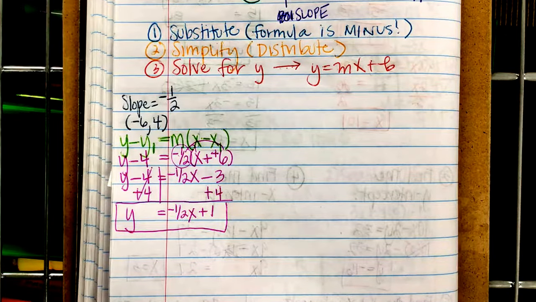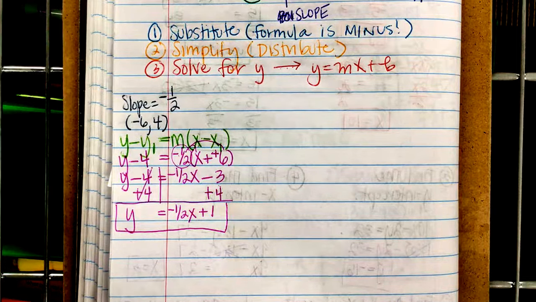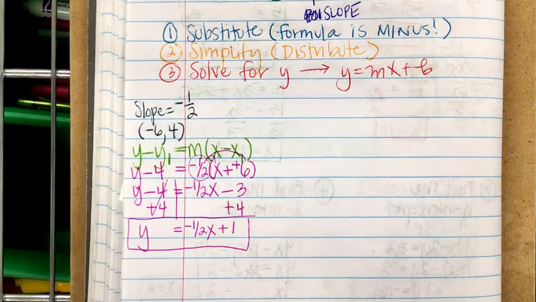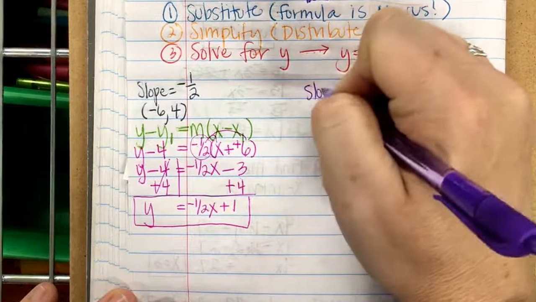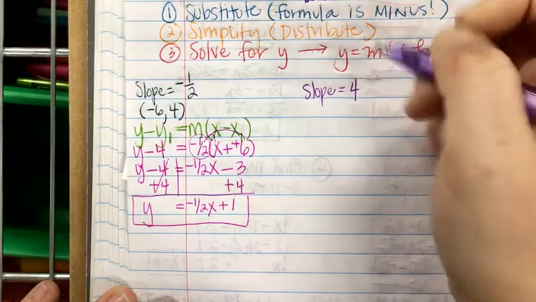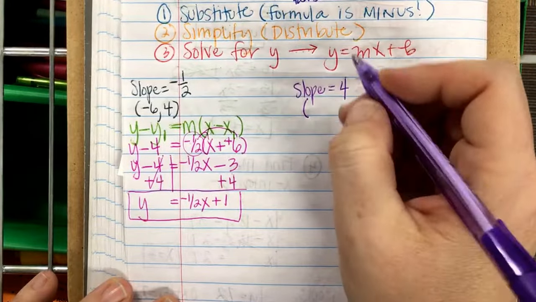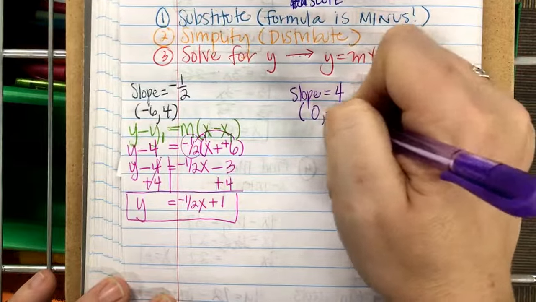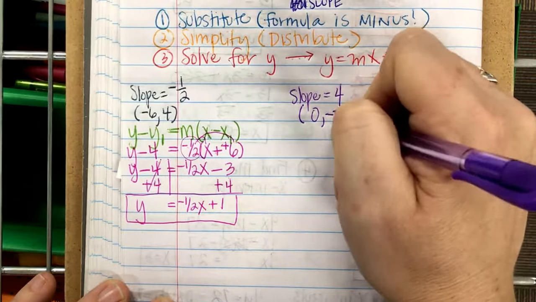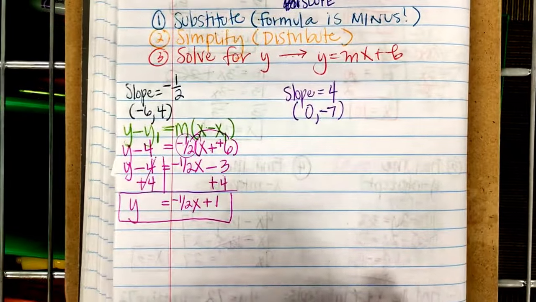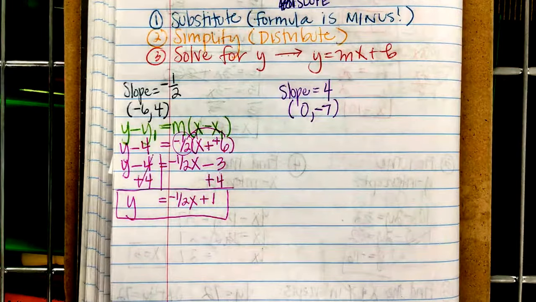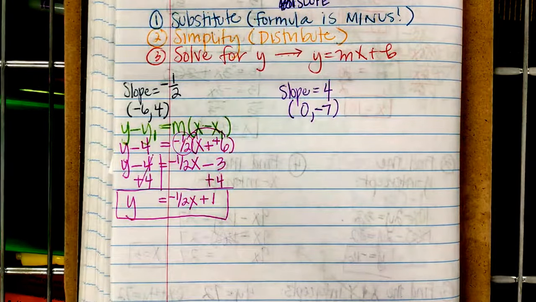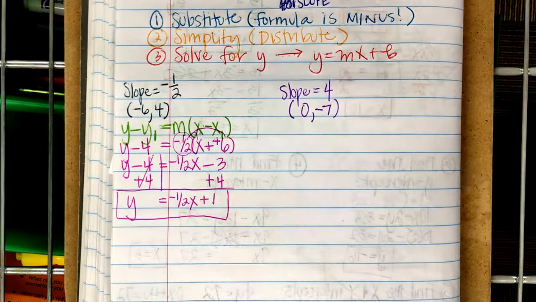Let's try another one. What if your slope was 4 and your ordered pair was 0, -7? What if your slope was 4 and your point, your ordered pair, was 0, -7?